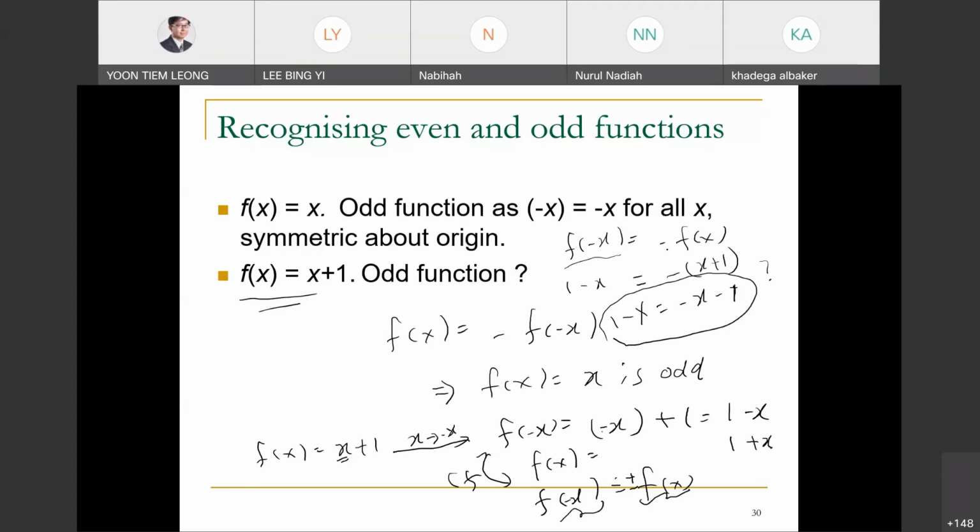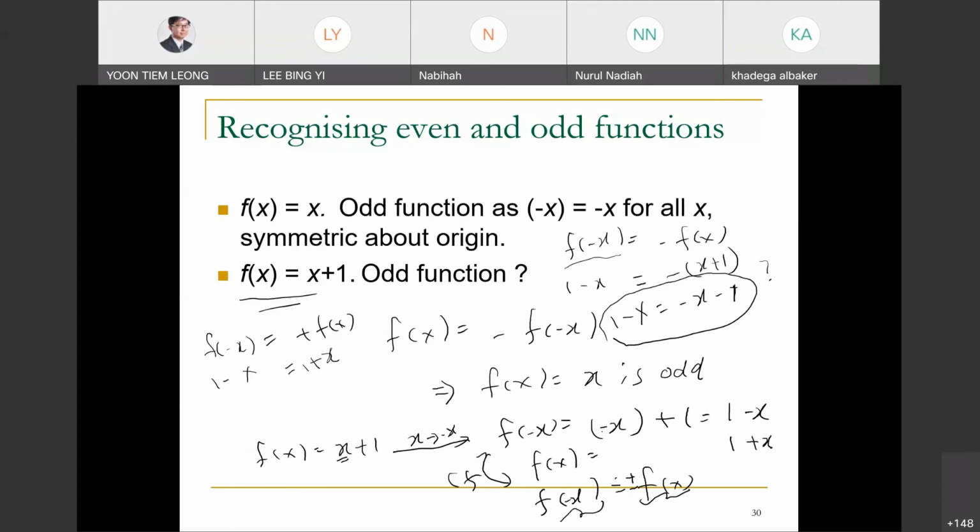Okay, so it could not be a negative sign. Could it be a positive sign? If it's a positive sign, what you mean by that is that if f of x has a positive sign, then this statement is written explicitly as 1 minus x equals x plus 1. This is f of minus x, and f of x is x plus 1. Could it be a positive sign? No. So it's not positive, it's not negative.